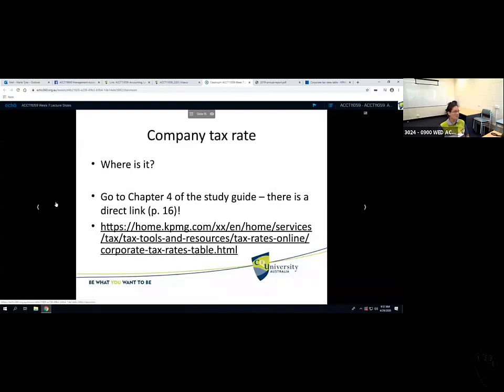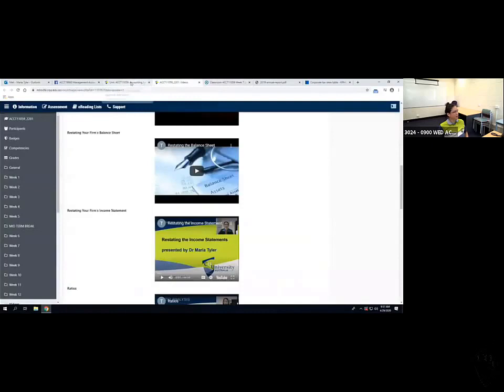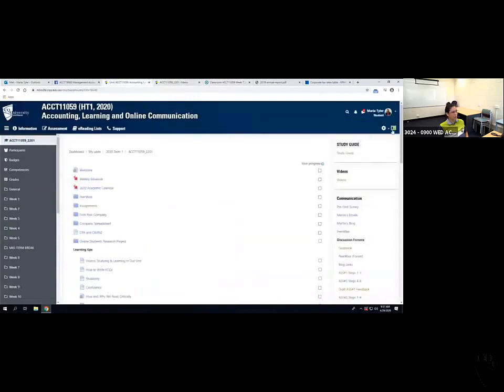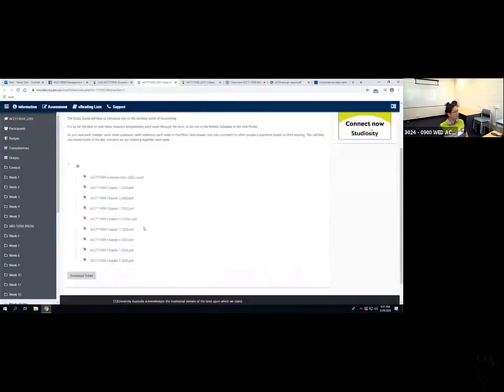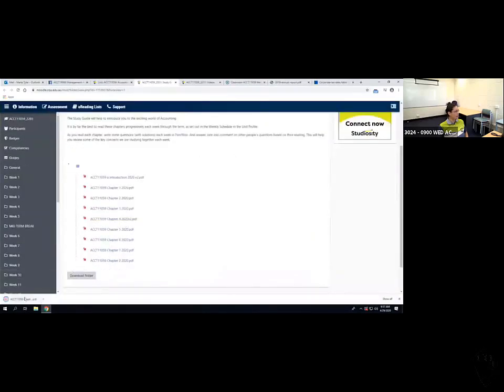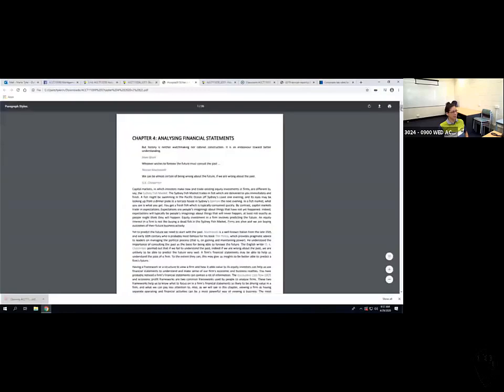Okay, the next big point that I always get asked about, in fact, I'm going to spend a little bit of time on the tax component of restating your income statements. First of all, where is my company's tax rate? It's actually on page 17 of the new study guide for this term. It's still in chapter 4, so if we go back to this right-hand side, make sure your toggle button is on so you can see where the study guide is. Click into the study guide, click into chapter 4 and scroll right down to page 17.